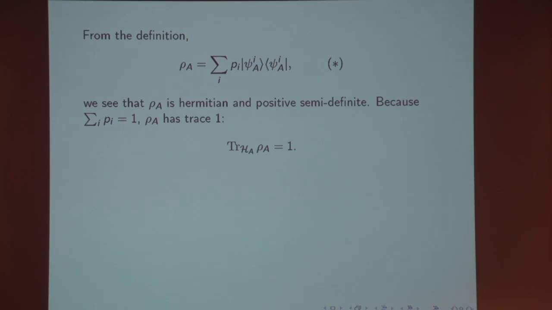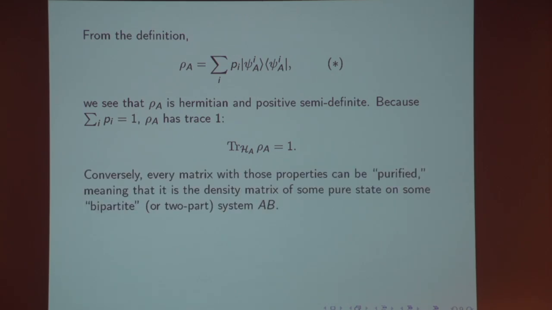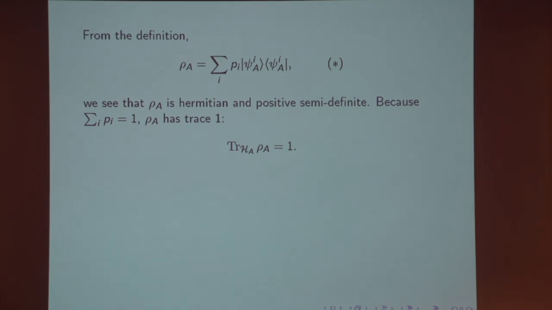You just need to know that a Hermitian matrix can be diagonalized by a unitary transformation, and then the psi's are the eigenvectors, and the p's are the diagonal matrix elements after the matrix is diagonalized. So, since every Hermitian positive semi-definite matrix of trace 1 is of this form, every such matrix is the density matrix of a bipartite state, meaning a pure state of a system AB.